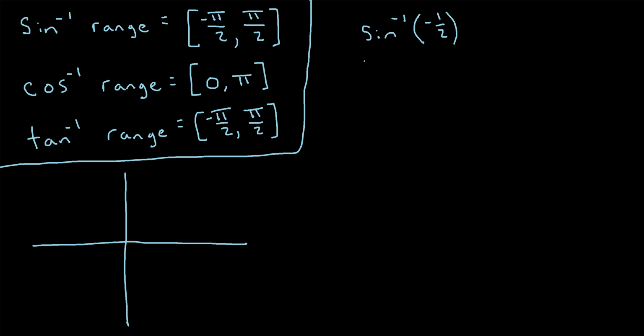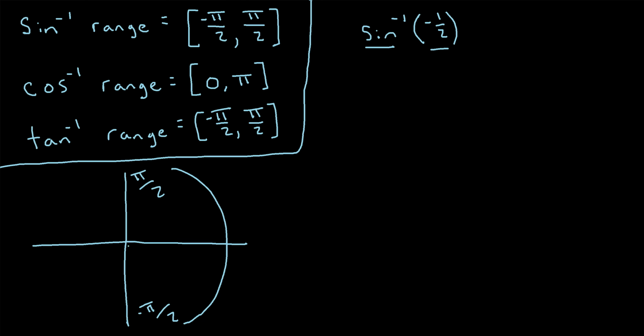All right, let's try another one. Let's say we want to find the inverse sine of negative 1/2. So remember, all we're doing is asking ourselves what angle on the unit circle has a sine value of negative 1/2. And remember, when we're talking about inverse sine, the range that we've restricted ourselves to is negative pi over 2 to positive pi over 2. So what angle in this region has a sine value of negative 1/2?